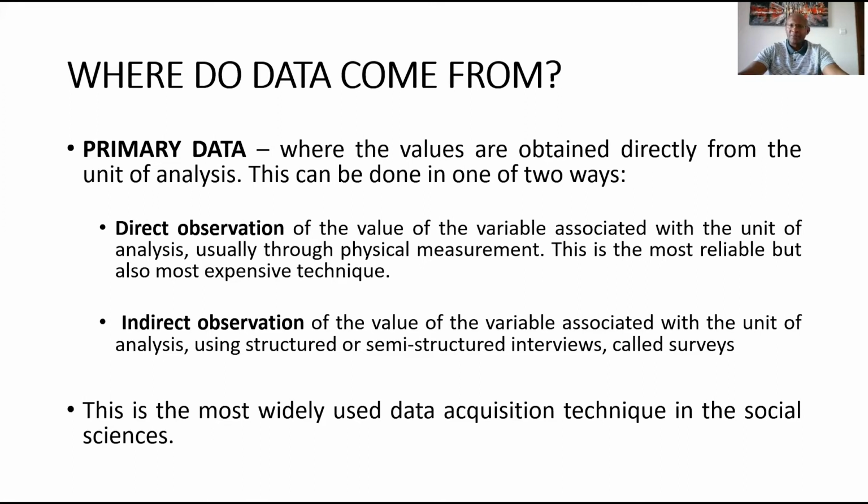So where does data come from? A number of sources. First, we have what we call the primary data, and that is where the values are obtained directly from the unit of analysis. And this can be done in two ways. One is by direct observation of the value of the variable associated to the unit of analysis, like physical measurement. For example, if you're doing a study on height, you can go and measure people's height specifically. And sometimes this is what we say is the most reliable, but also the most expensive technique.